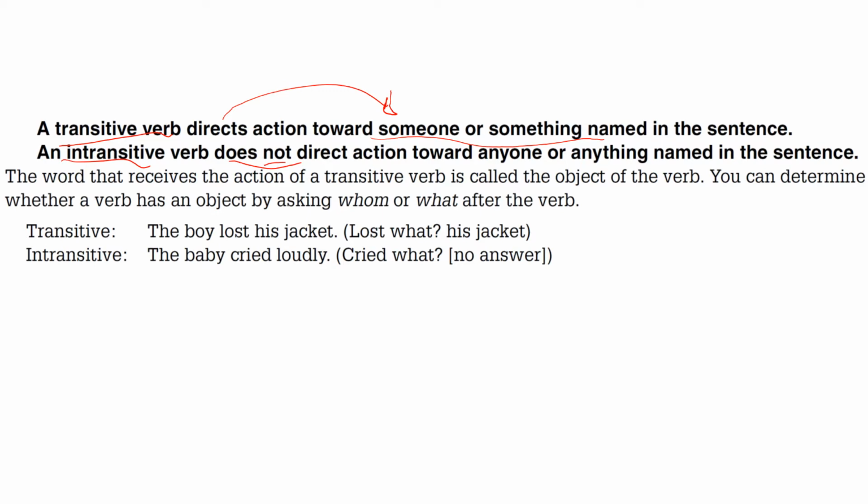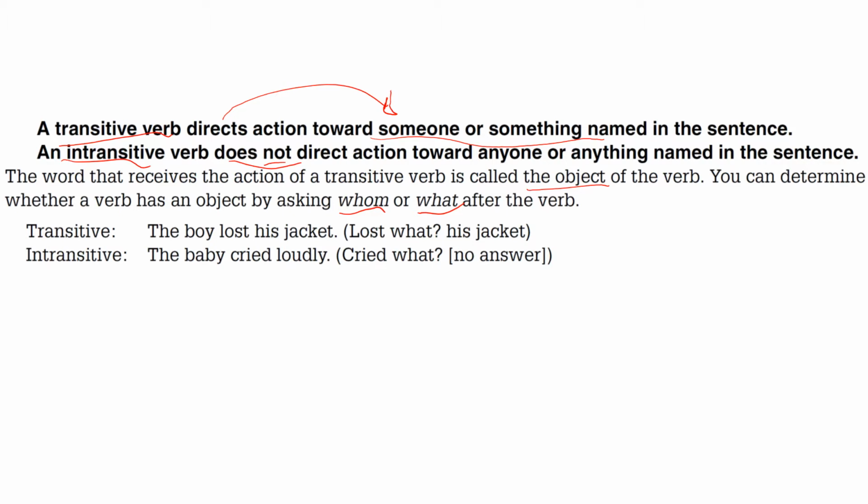So the word that receives the action of a transitive verb is called the object of the verb. So what do we call the receiver of the action? We call it the object. This is the new term that we will be using. Okay, whether there is an object, therefore it is transitive, or there is no object, therefore it is intransitive. You can determine whether a verb has an object by asking whom or what after the verb.